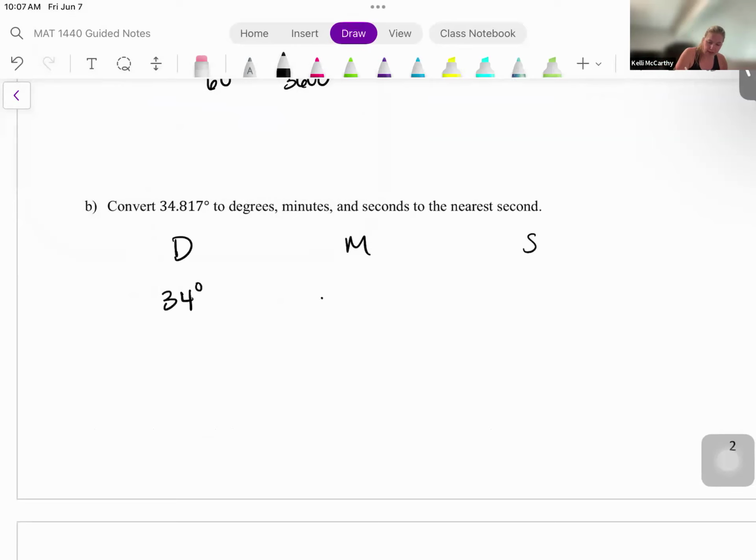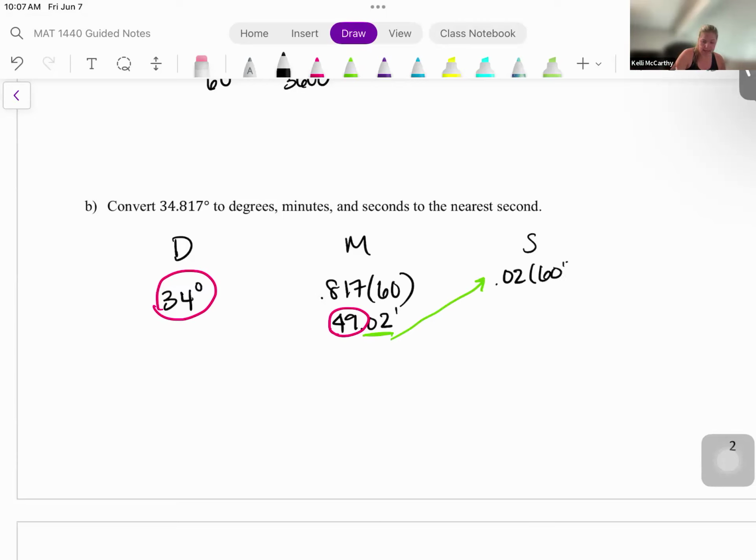So we're going to start with that whole decimal 0.817, and to find our minutes, we're going to multiply by 60. Now that gives us approximately 49.02 minutes. And what we're going to keep here is just the 49. So we're keeping the 34 degrees and the whole number of minutes of 49. Now this remainder of the minutes is what we're going to convert to seconds. So we're going to take that 0.02 and multiply it again by 60 seconds.